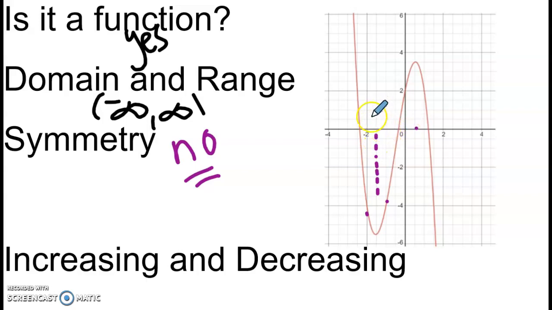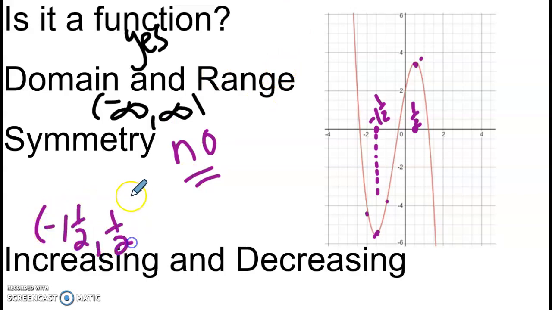This is -1.5 right here. And this is 1/2. So from the time x is -1.5 until x is 1/2, my function is increasing. Whoops, -1.5 to 1/2 is what I want to write here. That's not an ordered pair, that's an interval. From the time x is -1.5 to 1/2, I'm increasing.